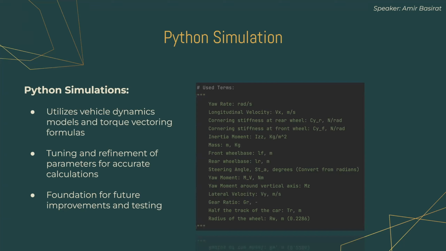So the first main feature of our project is the Python simulation. This simulation was very important and helped us understand how the torque vectoring system could work before we built it. We use models and formulas about how torque vectoring works from published studies. By adjusting these formulas, we made our predictions more precise. The Python simulation is the core of our project, and it can also be used in the future for more improvements and testing.